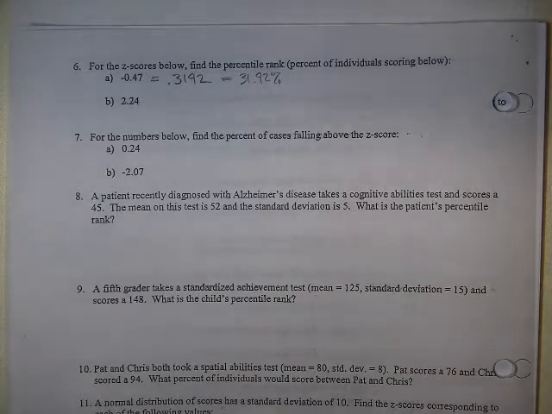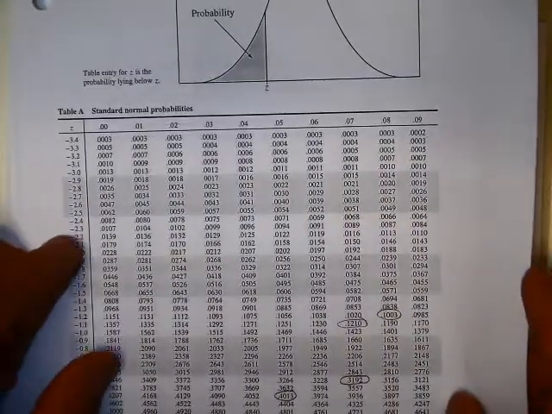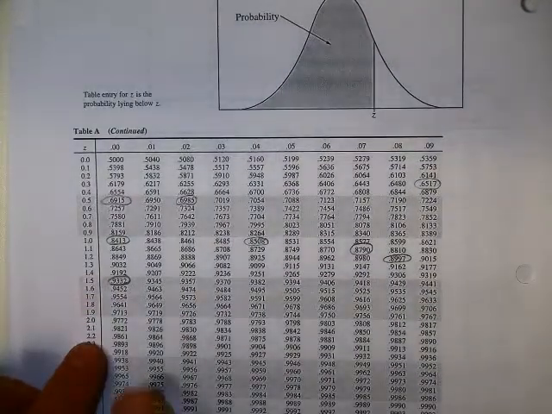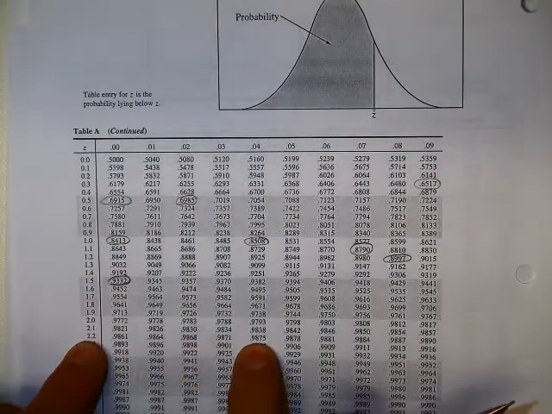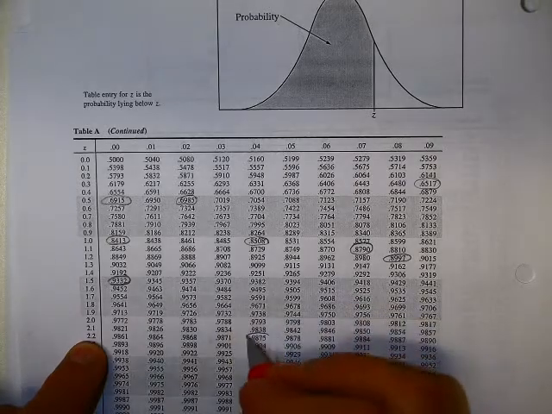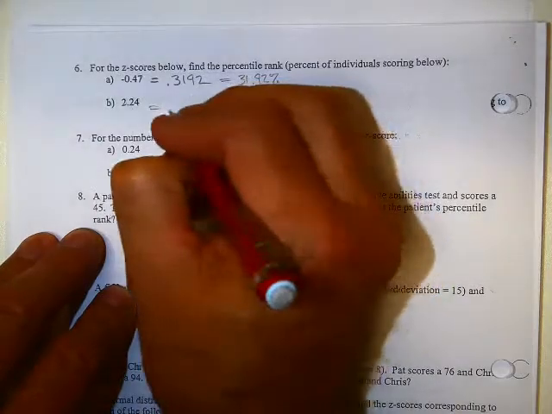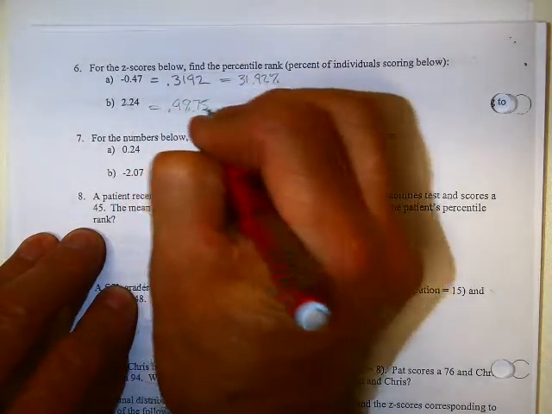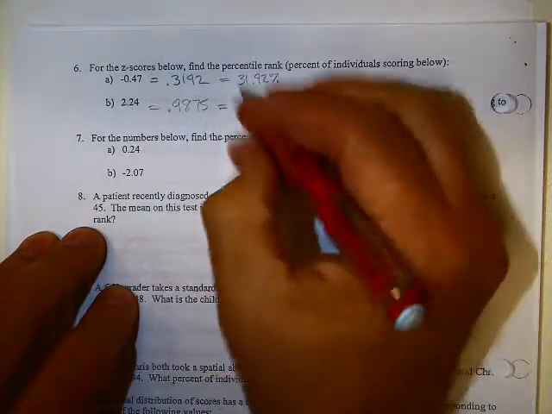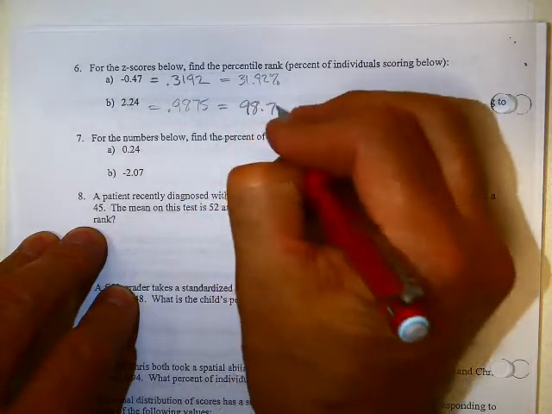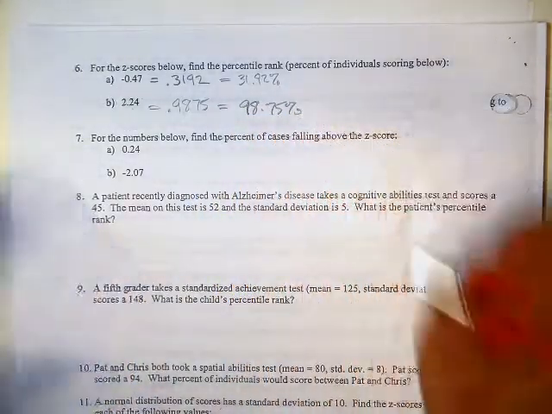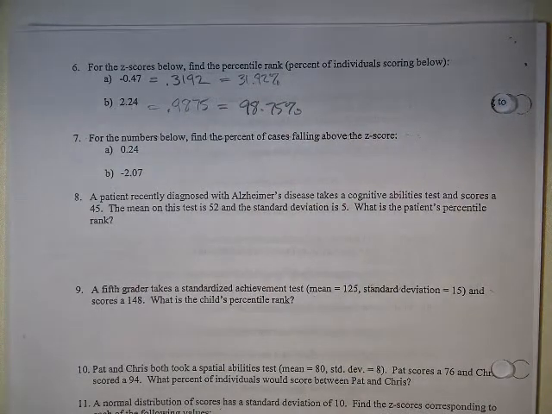Okay, 2.24. That's going to be a high percent. 2.24 gives 0.9875. Or if you really want to take an extra step, 98.75%, or really close to 99%.